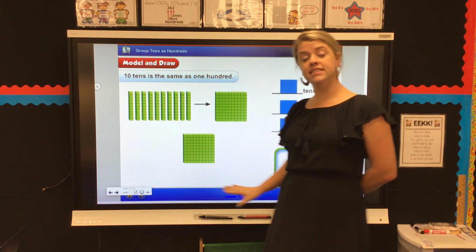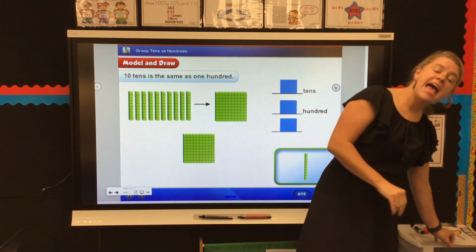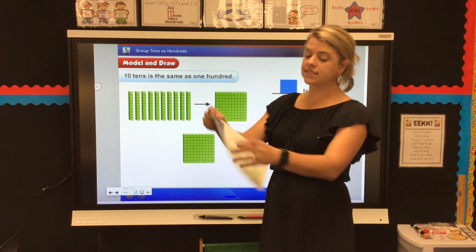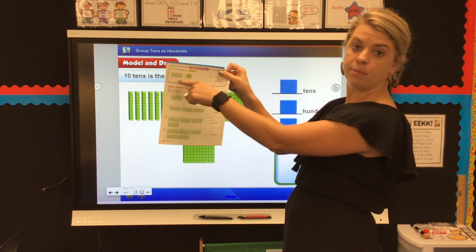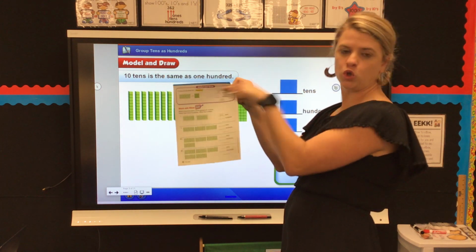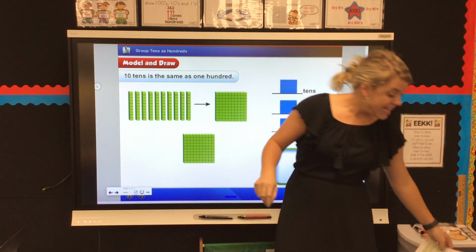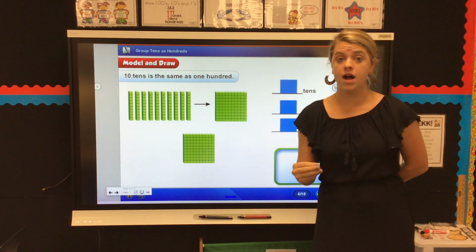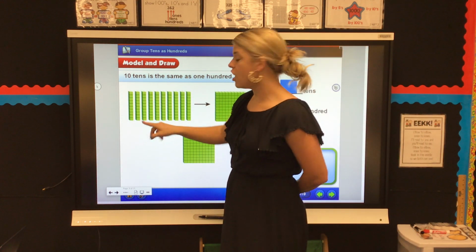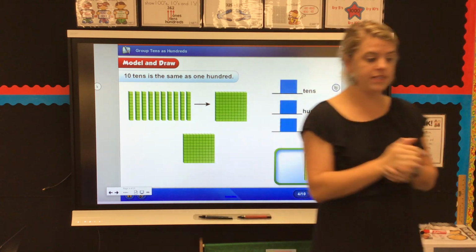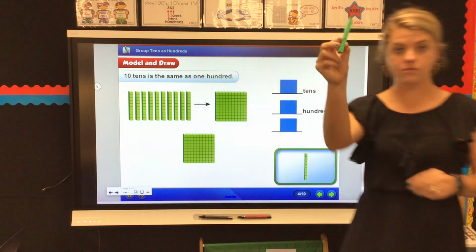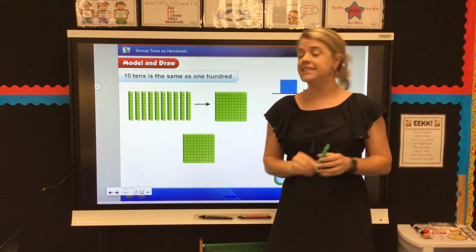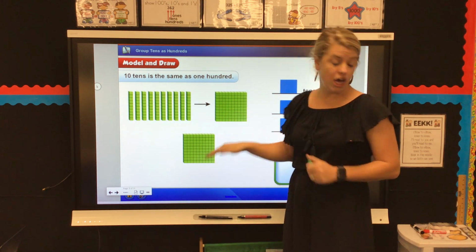And we're going to look at the top of page 58, and we're going to look at our model and draw box. So yours is going to be purple in this purple square, or it's like a circular square up here at the top, okay? Now, we see that 10 rods, okay? You see these are our 10 rods, just like the ones that we use here, right? 10 rods is the same thing as 100, right?